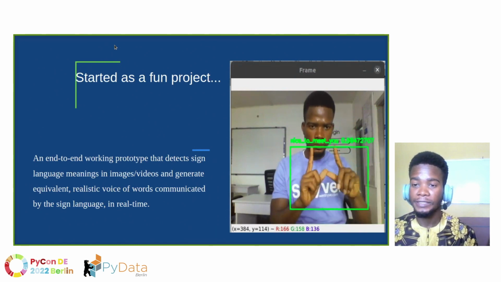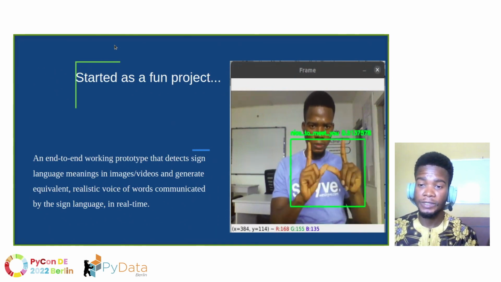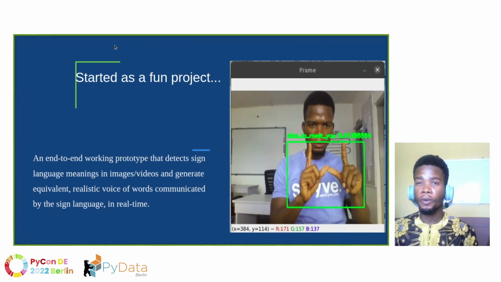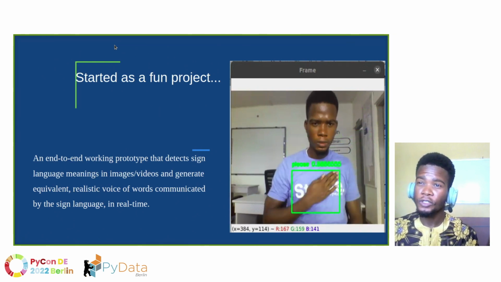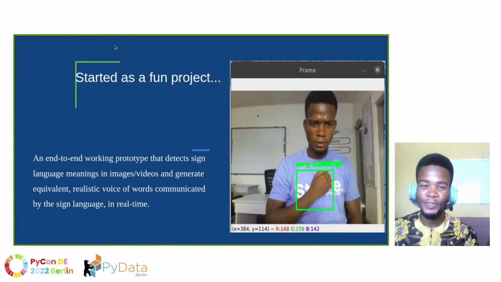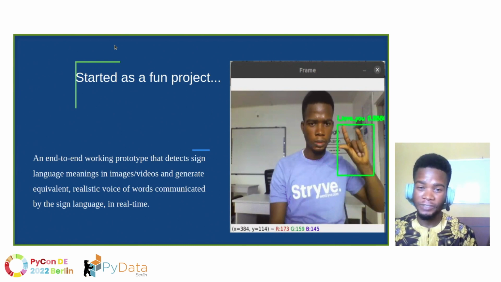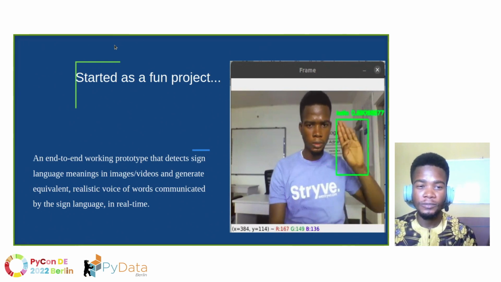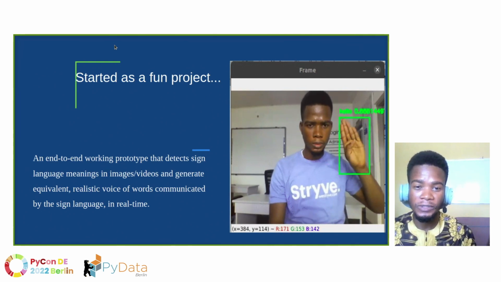I wasn't conversant with sign language before, so what I did was go to Google and try to learn a few signs. I think about 9 sign words, and that was how I had my first data set to start building the first fun project.